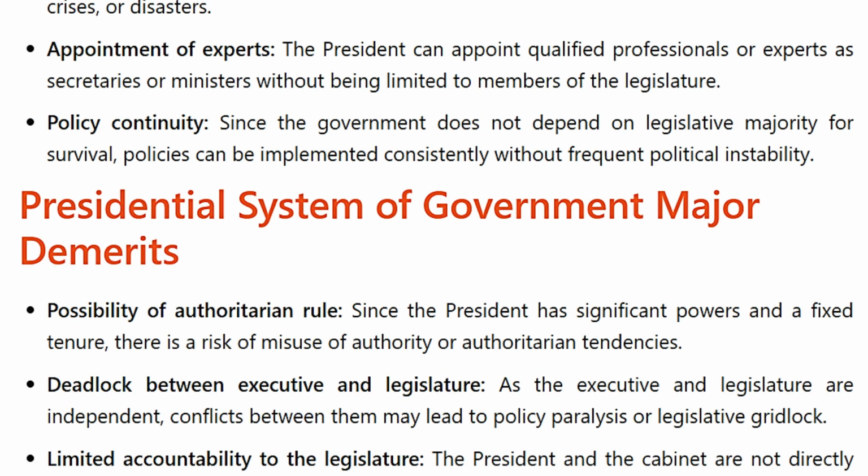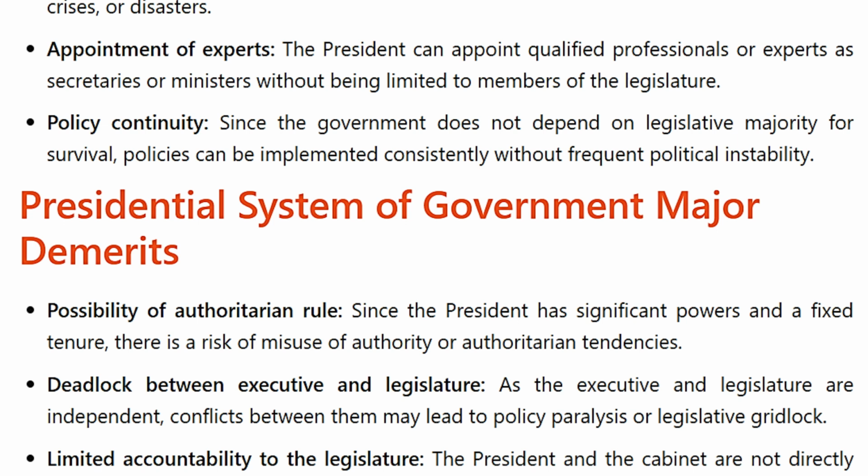Presidential system of government. Major demerits. Possibility of authoritarian rule. Since the president has significant powers and a fixed tenure, there is a risk of misuse of authority or authoritarian tendencies. Deadlock between executive and legislature. As the executive and legislature are independent, conflicts between them may lead to policy paralysis or legislative gridlock.